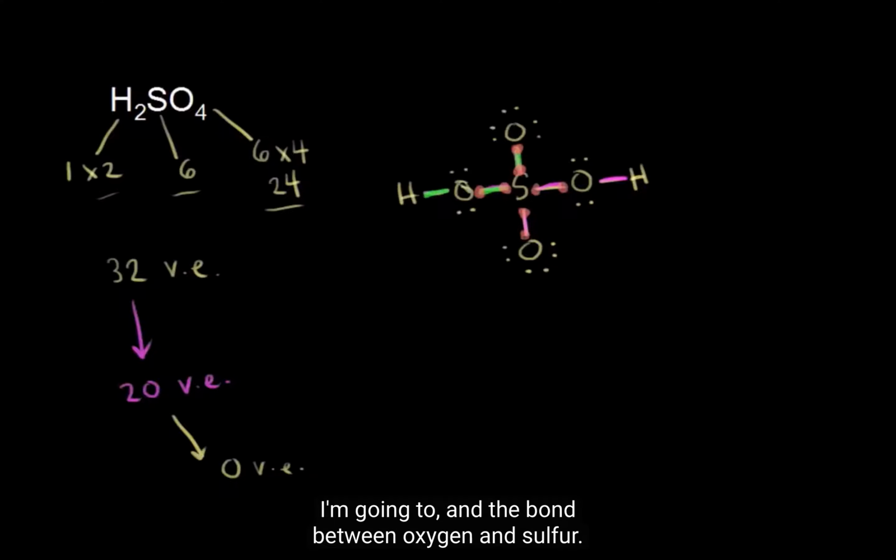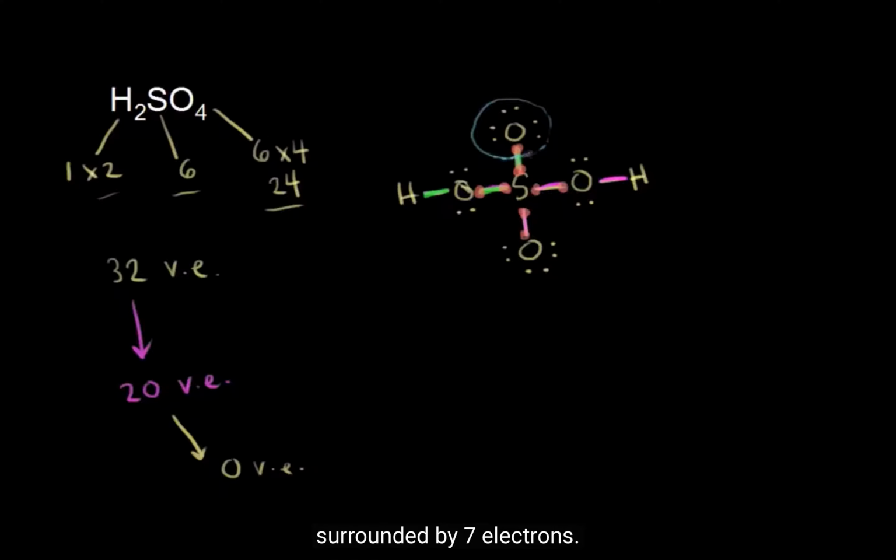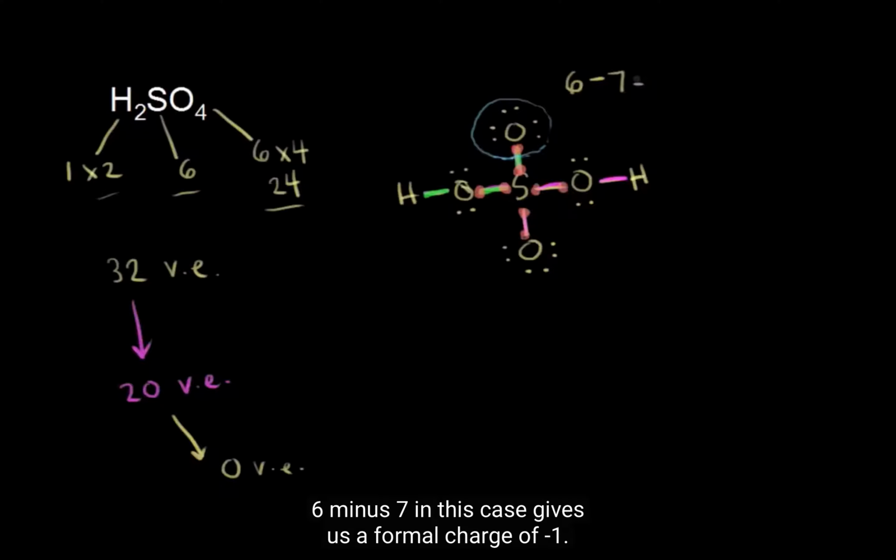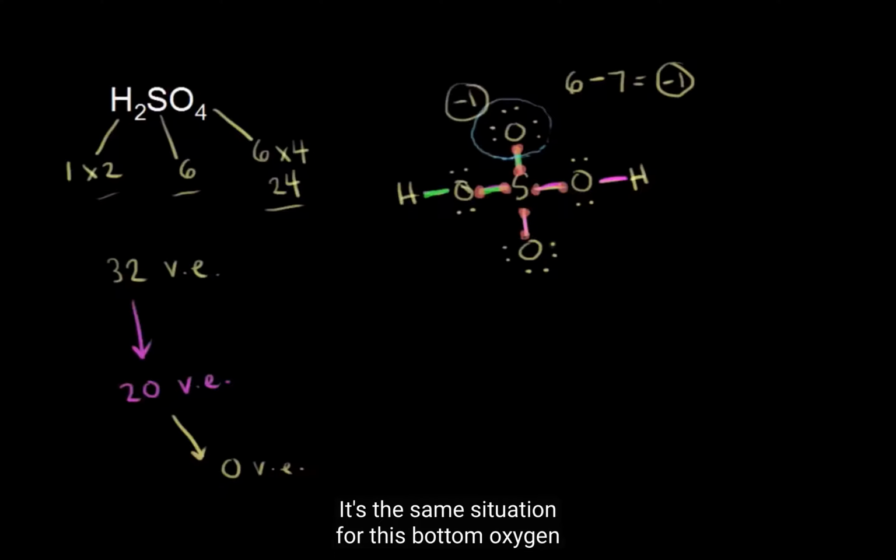All right, so this top oxygen. In the bond between oxygen and sulfur, I'm going to give one of the electrons to oxygen and one of the electrons to the sulfur. And so I can see that oxygen is being surrounded by 7 electrons. In the free atom, we would expect oxygen to have 6 valence electrons. 6 minus 7 in this case gives us a formal charge of -1. And so this top oxygen has a formal charge of -1. It's the same situation for this bottom oxygen here, so that one has a formal charge of -1 as well.